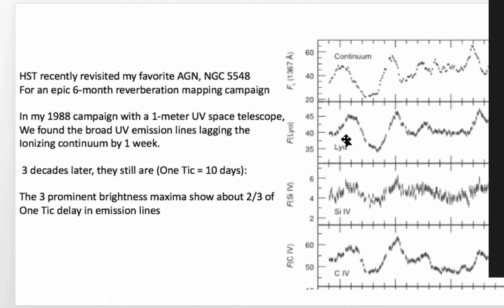Now, here are some of those broad emission lines. Don't they look similar? The broad emission line gets brighter. Then it gets much dimmer. Then it gets much, much brighter. Then not a lot happened. Finally, at the end, it gets much brighter, and then it gets dimmer here. I want to see if you can see this with your eye. Each of these ticks is 10 days.